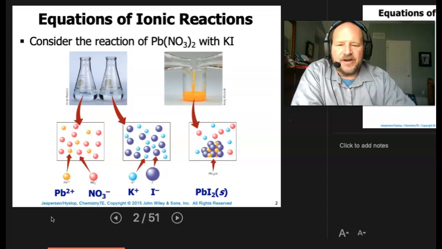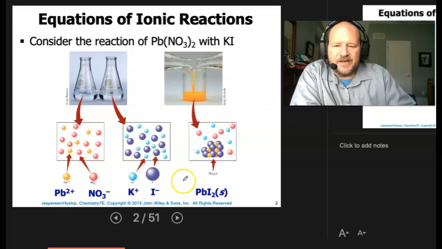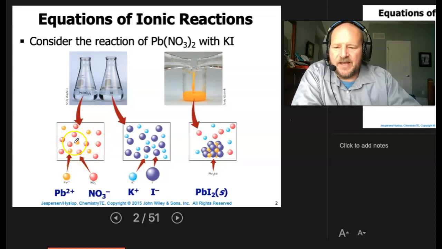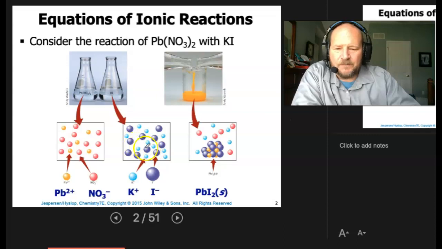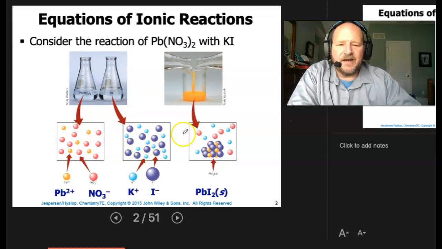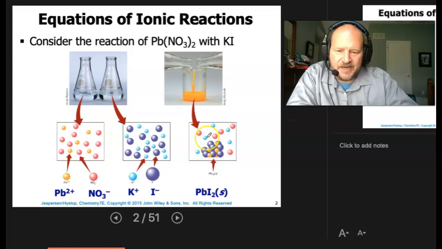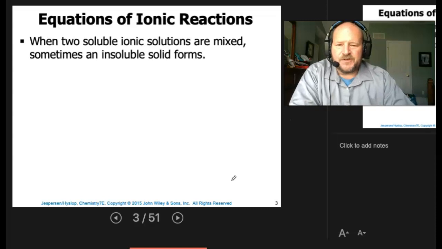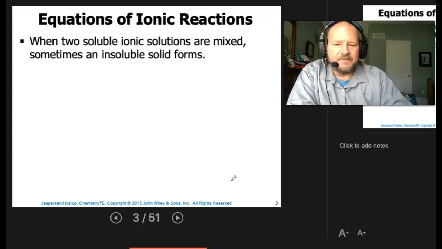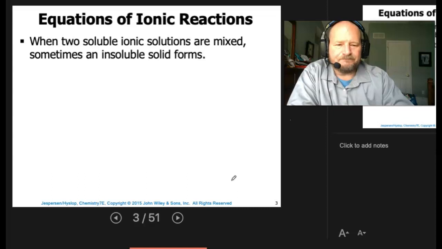We're going to take that lead nitrate and mix it with potassium iodide. We're going to see how it changed colors, but we're also looking now at the particles themselves. So when we had this in solution, we had lead and nitrate surrounded in water. We have potassium and iodide surrounded in water. And when we mix the two together, ionically or molecularly, what you're looking at is that the lead and the iodine are coming together and forming an actual structure. So when two soluble ionic solutions are mixed, sometimes an insoluble solid will form.